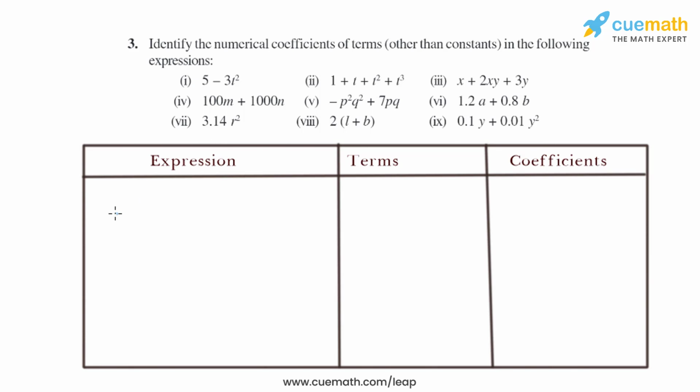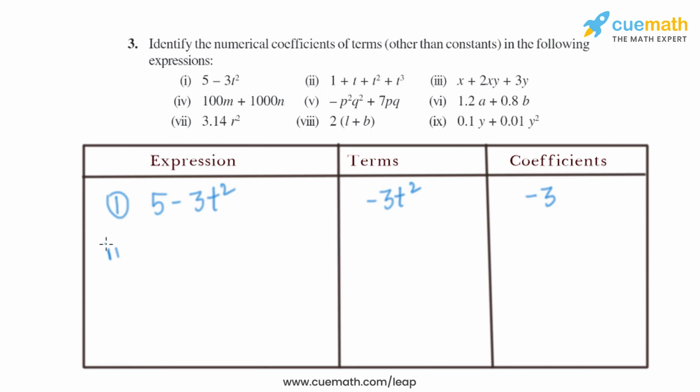So the first expression that is given is 5 minus 3t square. As 5 is a constant term, we won't consider that. So the other term is minus 3t square. t is a variable over there, so its coefficient will be minus 3, as minus 3 is a constant by which t square is multiplied. Now let's move on to the second part.